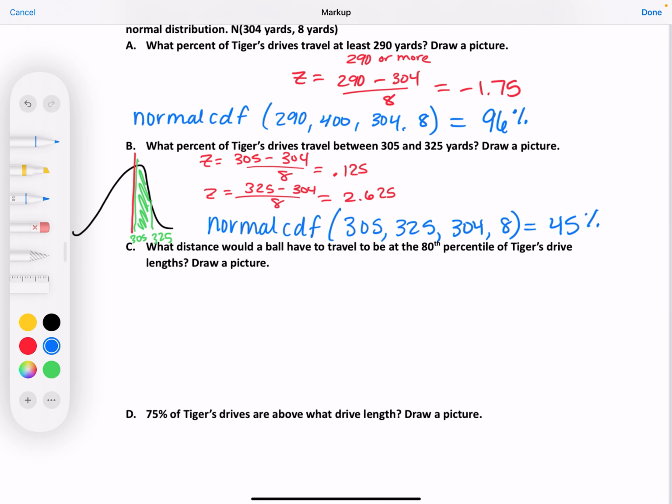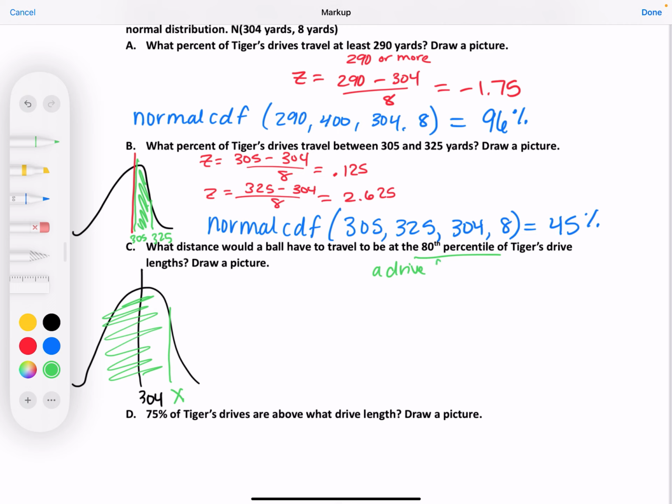All right. What distance would a ball have to travel to be at the 80th percentile of Tiger's drive lengths? Draw a picture. So with this one, we've got our mean is 304. We're trying to figure out what value this needs to be over here to be at the 80th percentile. So this means a drive farther than 80% of his drives.